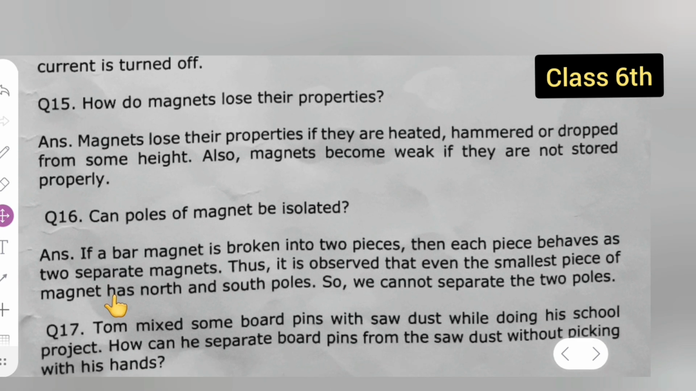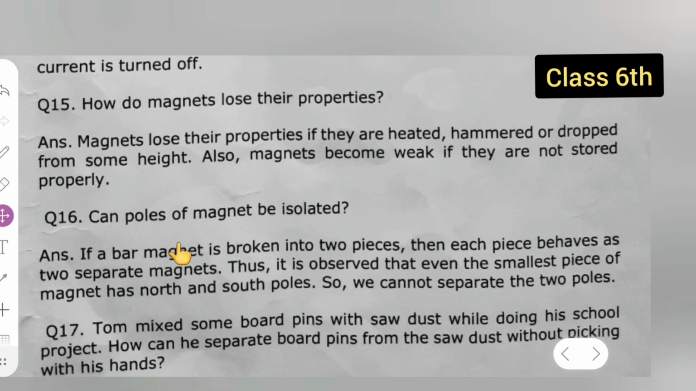Question number 16: can the poles of a magnet be isolated? If a bar magnet is broken into pieces, then each piece behaves as a separate magnet. Thus, it is observed that even the smallest piece of a magnet has a north and south pole, so we cannot separate the two poles. Even after breaking, each piece will have a north and south pole.